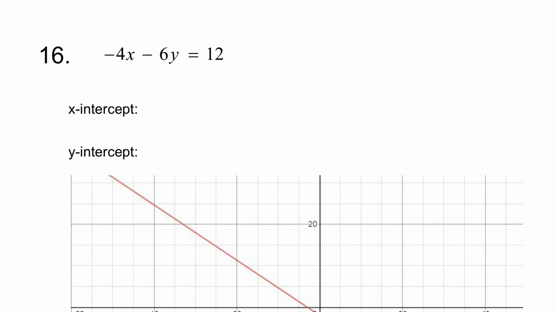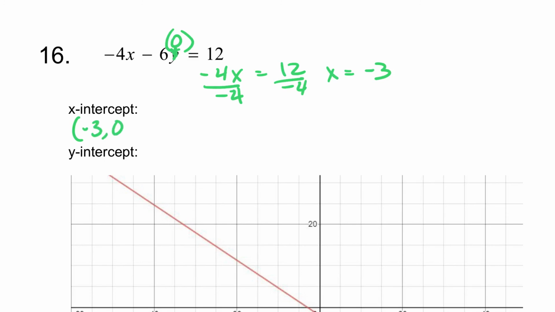Here's another equation which isn't quite in standard form because this leading coefficient is negative, but we have negative 4x minus 6y is equal to 12. So if I plug in a 0 for y, I can find my x-intercept, and I get negative 4x is equal to 12. Divide by negative 4. I get x is equal to negative 3. And by doing that, my x-intercept is at (-3, 0).